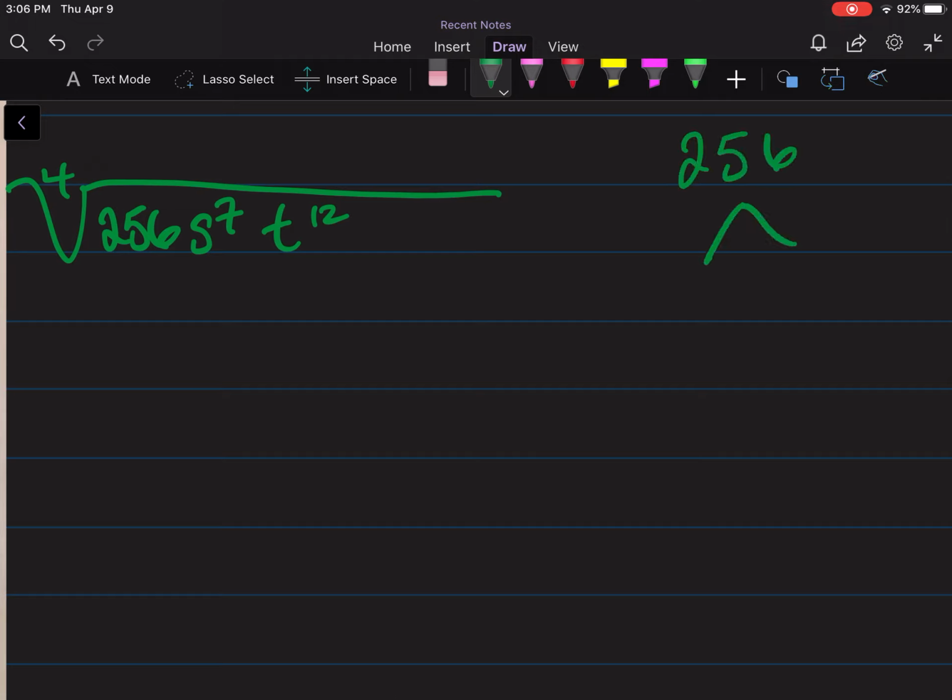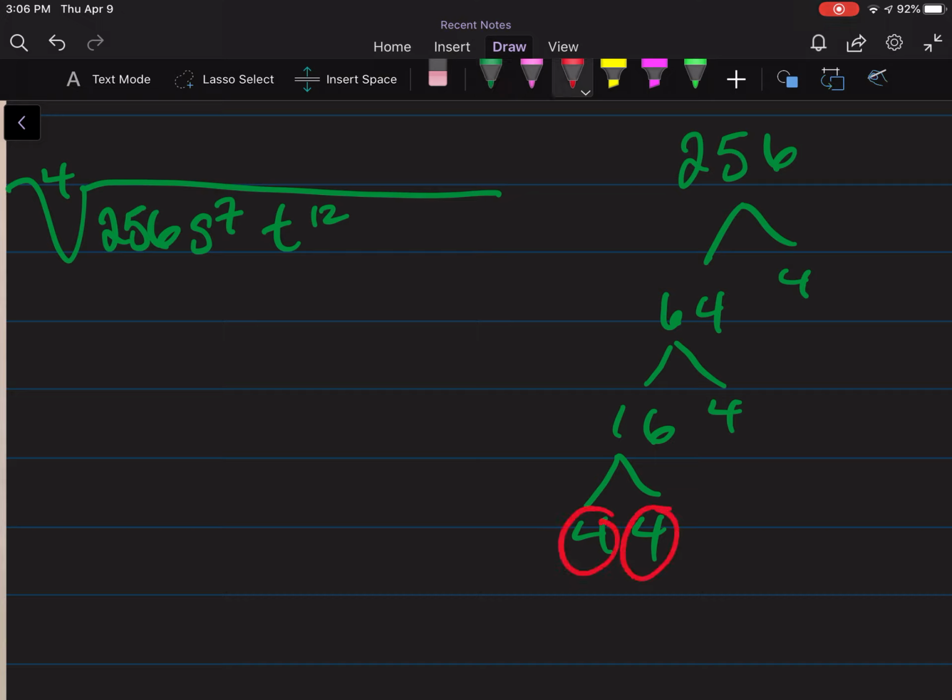Let's do 256 divided by 4. So we get 4 and we get 64. And 64 divided by 4 is 16. And we know 16 will break up into, I did that totally wrong, 4 and 4. So here we have these 4s that are going to go back in the house.